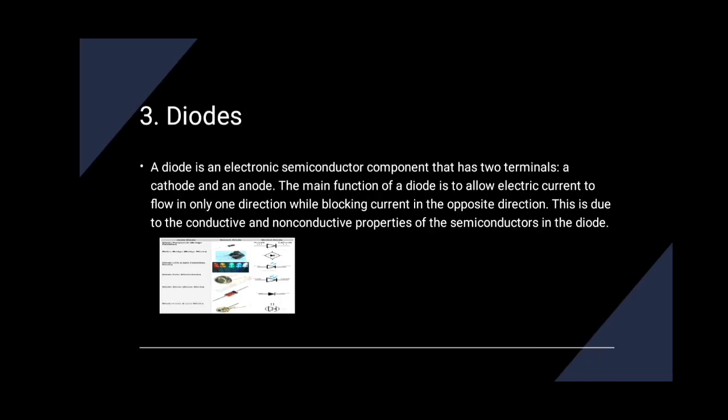Number 3. Diode. A diode is an electronic semiconductor component that has two terminals, a cathode and anode. The main function of a diode is to allow electric current to flow in only one direction while blocking current in the opposite direction. This is due to the conductive and non-conductive properties of the semiconductor in the diode.